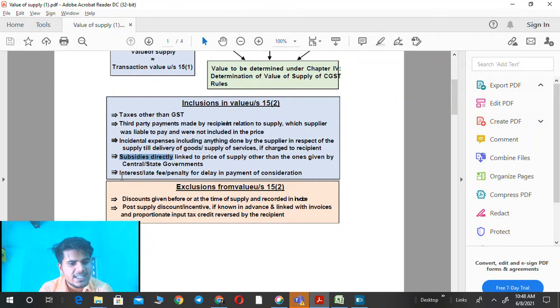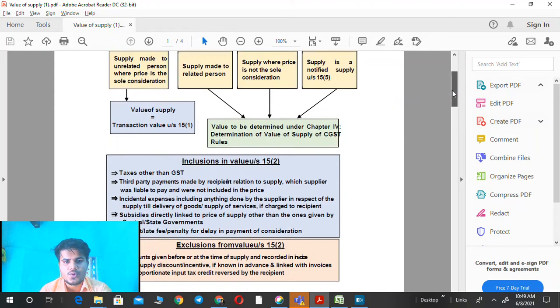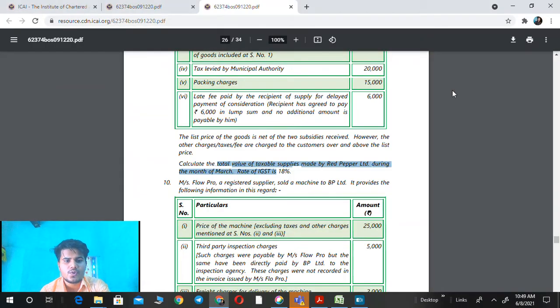Okay, so interest, late fees and penalty have to be actual, not notional. And one exclusion is given in relation to discount, where the discount can be pre or post supply. Okay, so these are the total 6 adjustments: 5 related to inclusions and 1 related to exclusion. Okay, so coming to our solution.